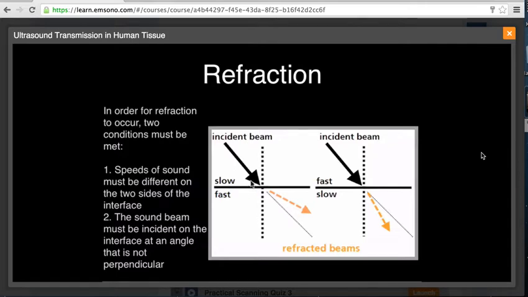If these two criteria are met, you're going to have some degree of bending of the sound wave. Now, you would think that this could cause major problems. Fortunately, in the vast majority of cases, this presents no clinical dilemma, but we'll go through what potential refraction artifacts can occur in future lectures. But it's something that you want to be aware of.